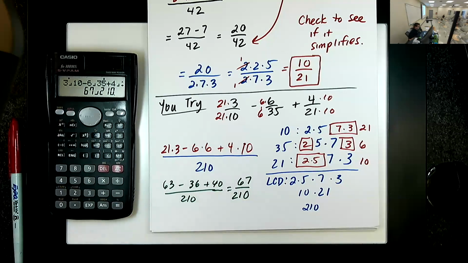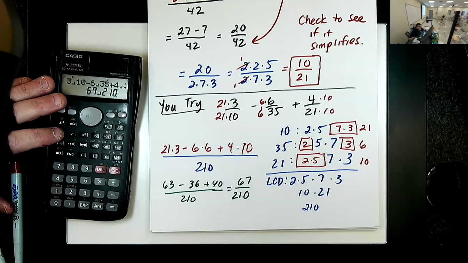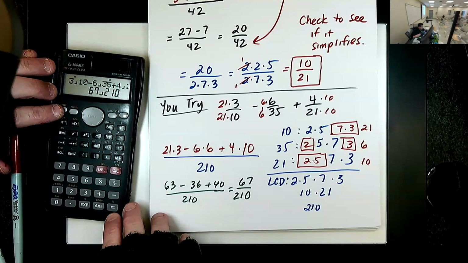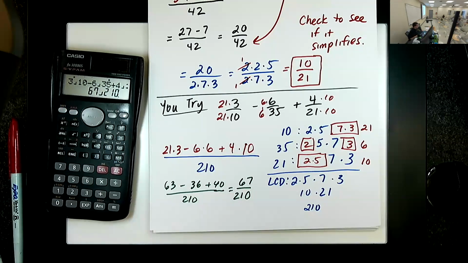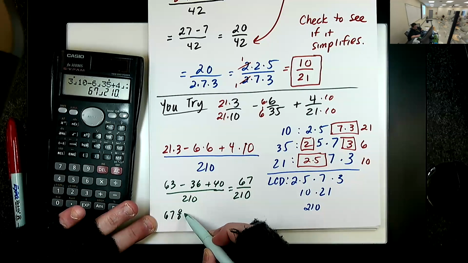67 over 210. Now, let me see if my calculator goes the other way here. I hit the shift key and it didn't do it. It doesn't, okay. So if I want to see what that is as a decimal, we're going to do a lot more with decimals on Monday. But recall, this is the same thing as 67 divided by 210.